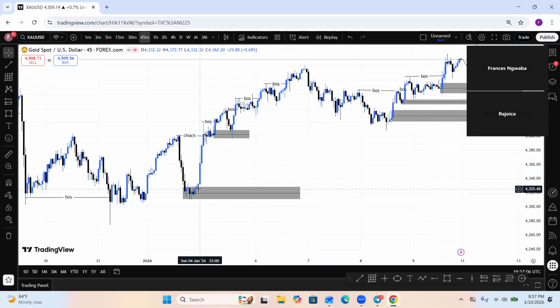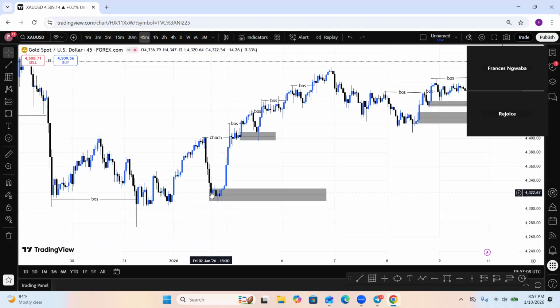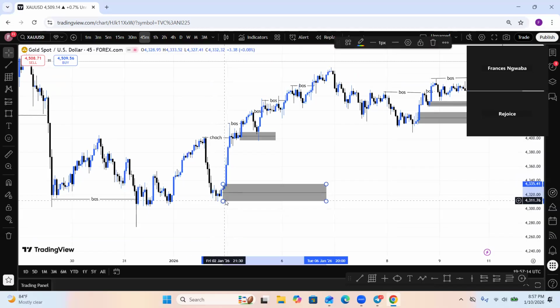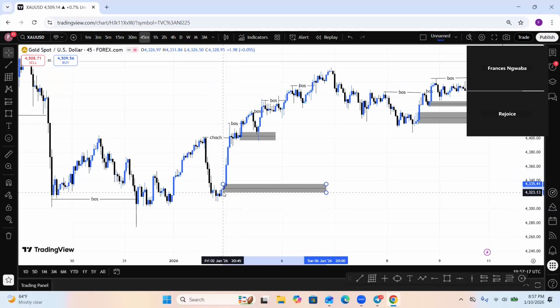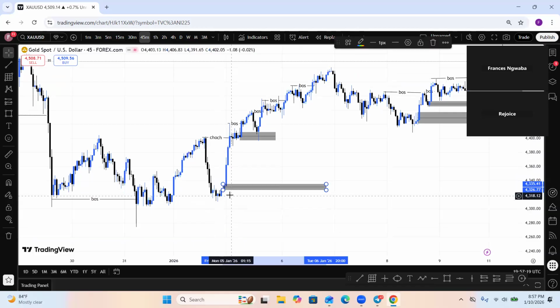Now here, look at here. Our order block, they say the last candlestick before the impulsive movement that breaks the structure, right? So our order block is this tiny candlestick that is here, because it is the last candlestick before the impulsive movement that broke the structure. Do you understand?